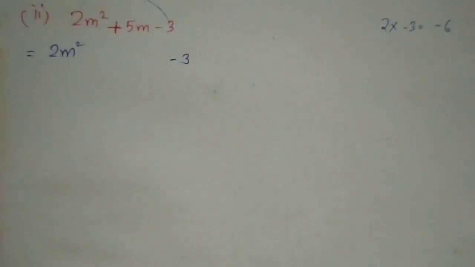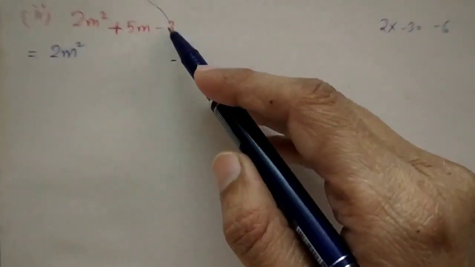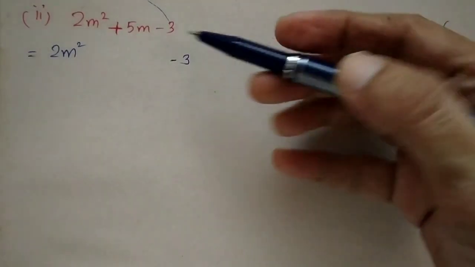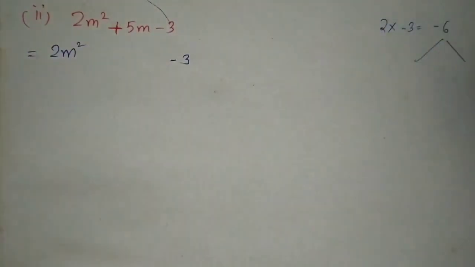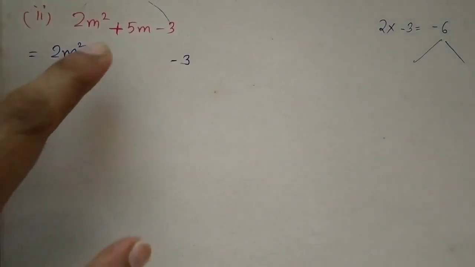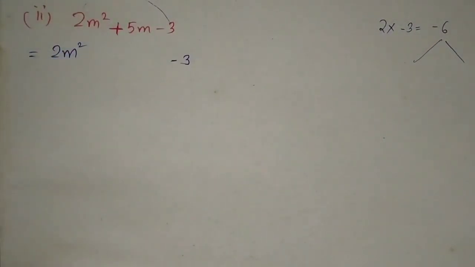So that middle term I am going to split in such a way that the product, see, 2 into minus 3 is what? Minus 6. Okay, so I want two such numbers whose product will be minus 6 and the addition should be 5. I repeat, two numbers should be such that whose multiplication should be 6 but its addition or subtraction should be 5. So how will I get this?